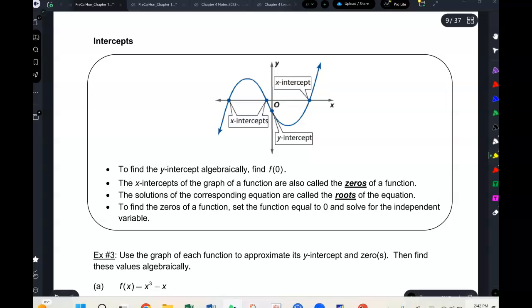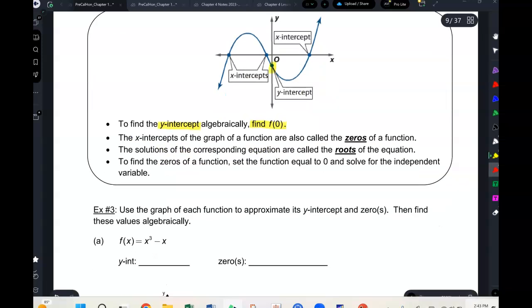Okay, y-intercept right here. To find the y-intercept, you just find f of 0, right? The y-intercept is where x is 0, so you just find f of 0. Just plug in x equals 0. Easy as pie.